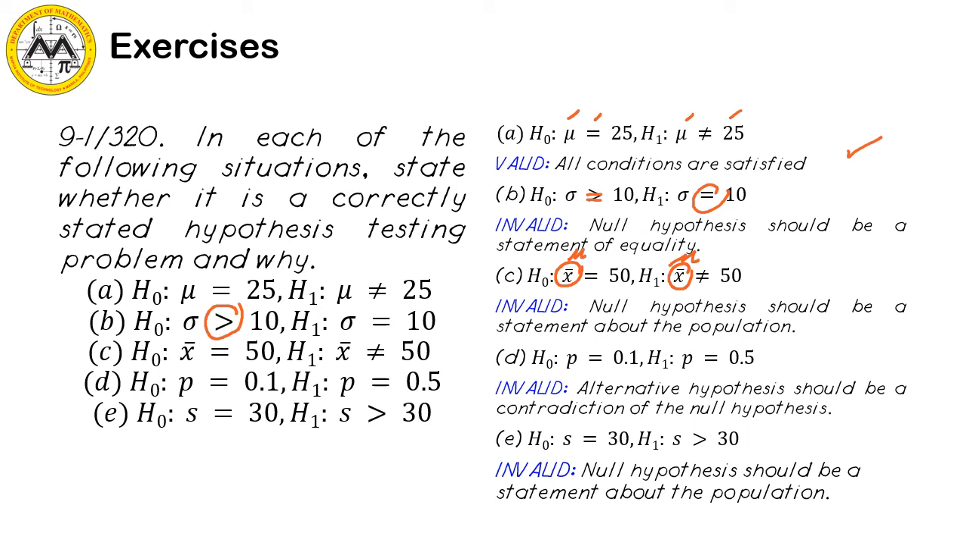Letter D, P is 0.1 against P is 0.5. The alternative hypothesis should be a statement about the same parameter, and it must be an inequality. And letter E, the error here is that this is S, which is a sample statistic. So it should be sigma.